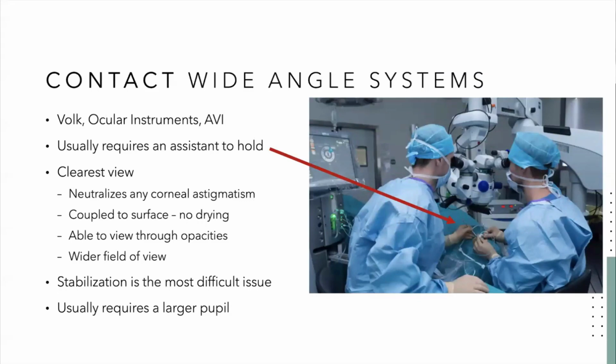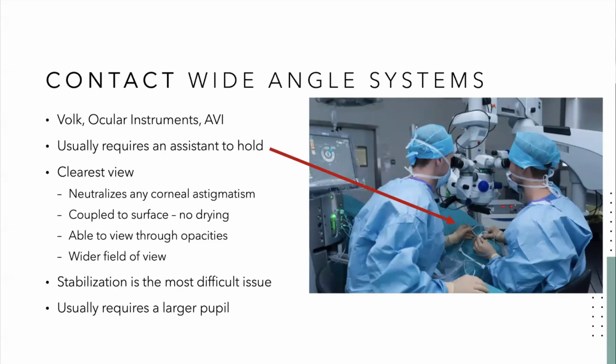Now, there are contact wide-angle systems as well, way less popular than the non-contact systems, but rewind through the decades, this was the way to view the retina. So this is not a fringe way of doing retina surgery. This used to be the way. Here you can see in this picture that the surgeon requires an assistant to hold the contact. What I'm pointing at with the red arrow is the left hand of the assistant holding the handle of the lens on the eye. And if you've been there before, you know how frustrating this can be.